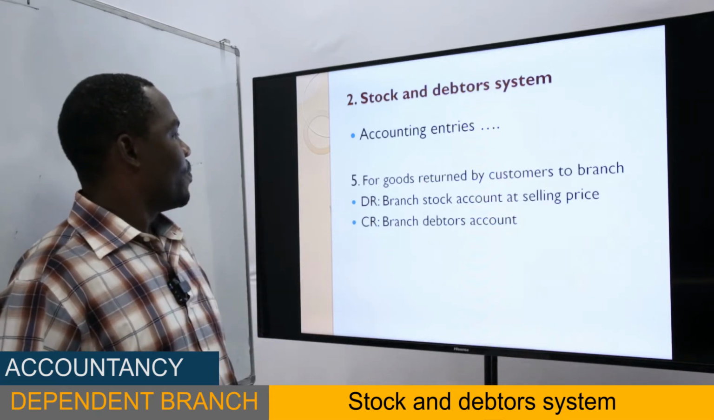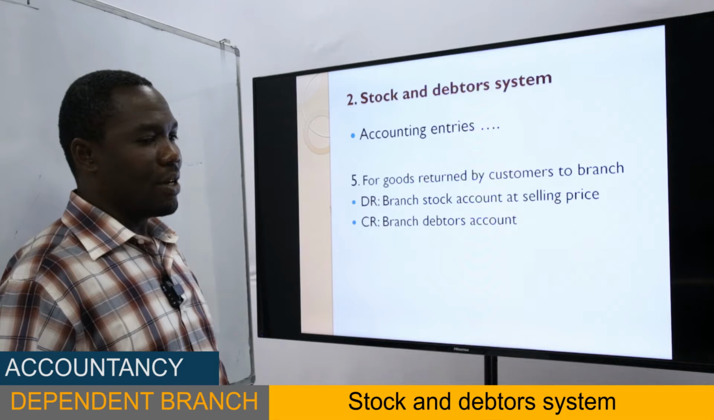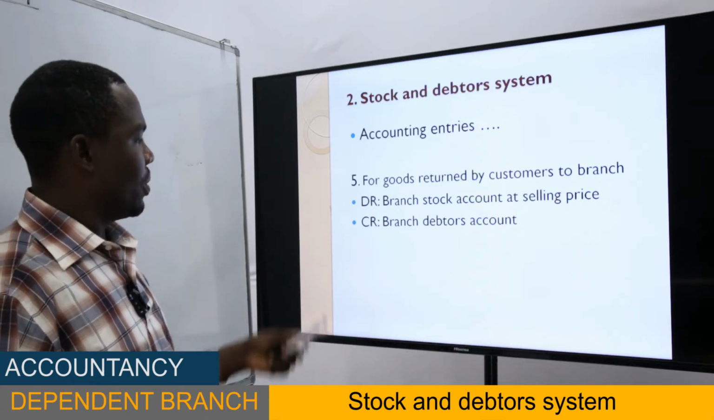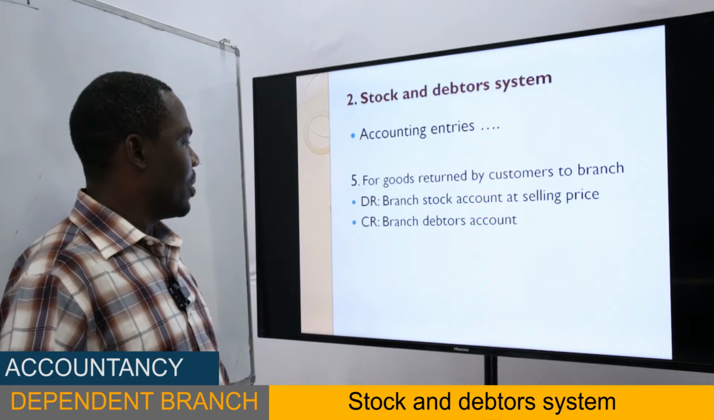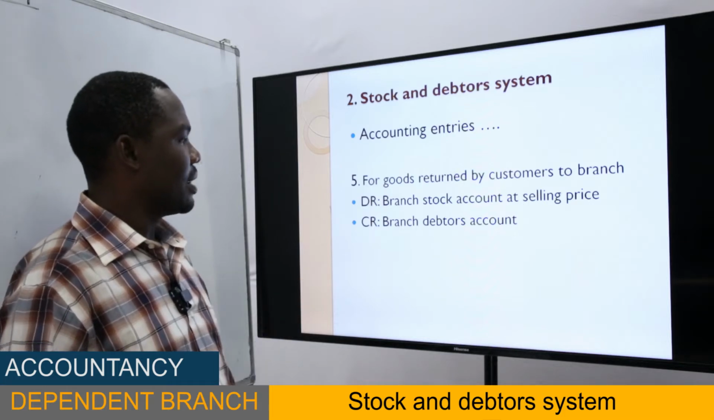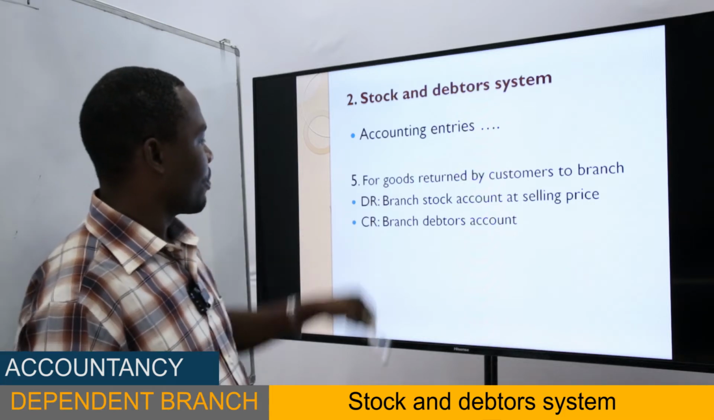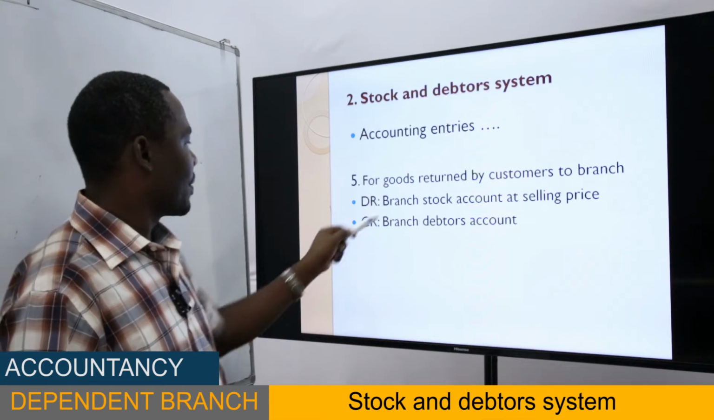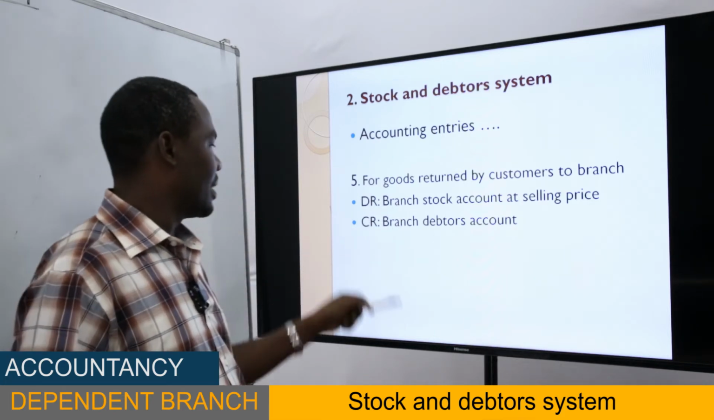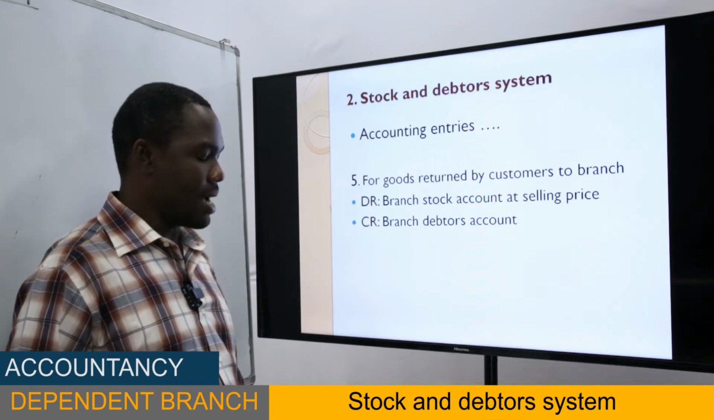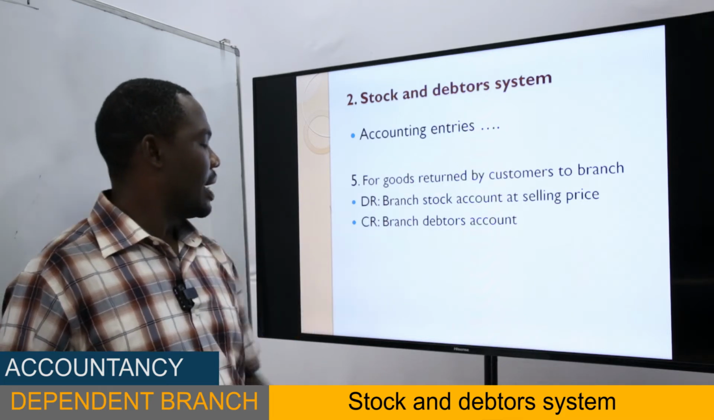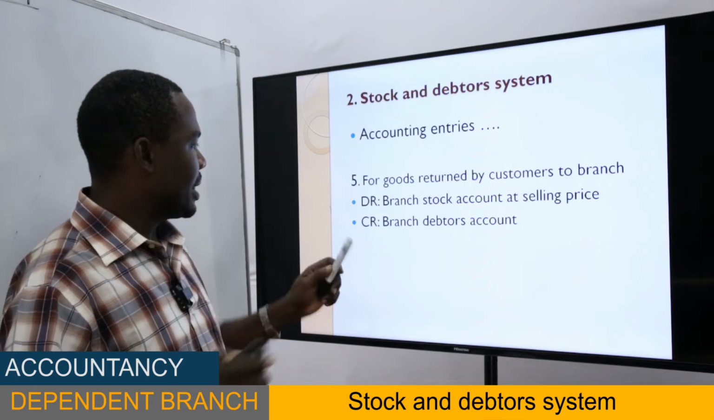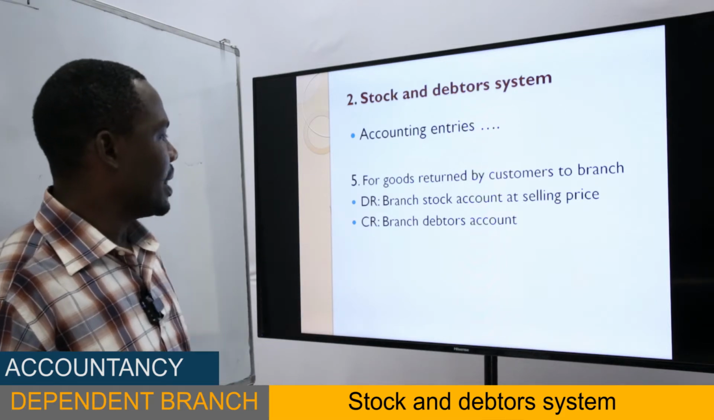What if goods are returned by the customer to the branch? For goods returned by the customer to the branch, we recognize the transaction by debiting branch stock account at selling price and crediting branch debtors account. So to recognize this, automatically you'll have adjusted that entry.